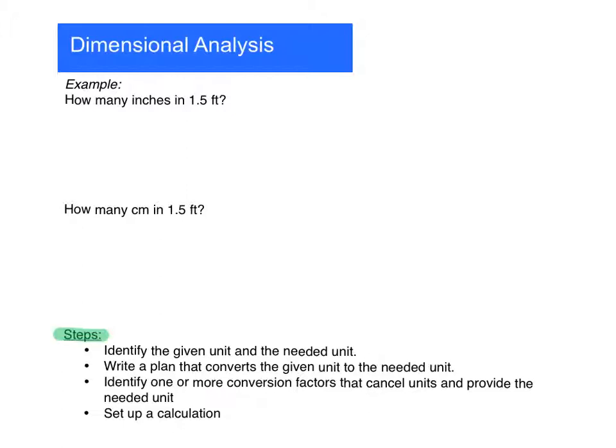So we have some steps here that we can use to work our way through these problems. First, you want to identify the given unit and the needed unit. What we are given is feet, and what we need is inches. The next thing we want to do is write a plan that gets us from the given unit to the needed unit. So we know that we can get from feet to inches using the conversion 1 foot is equal to 12 inches.